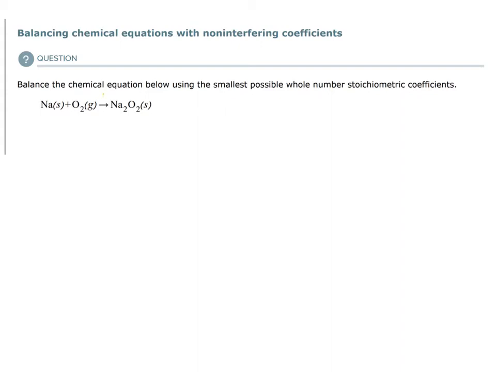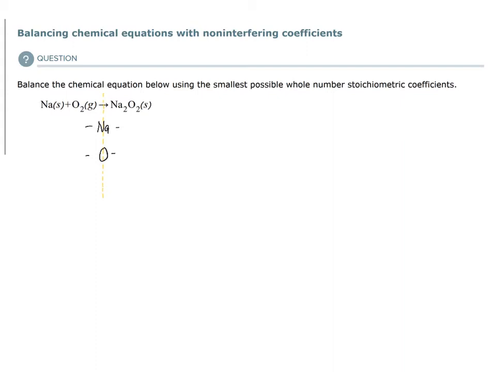So the first thing we have to do is envision a line going down the middle of this reaction, separating our reactants from our products. And now, next, let's determine what kinds of atoms are present. Sodium atoms are present. Oxygen atoms are present. The next thing to do is to do an initial count of each kind of atom.